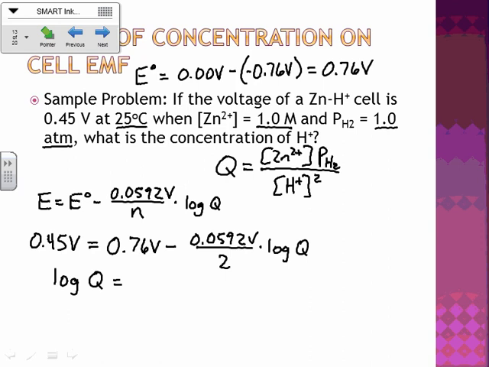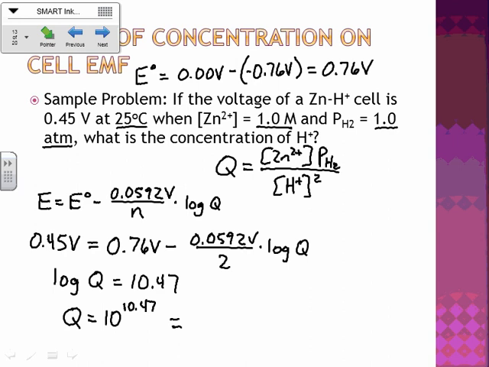Just check myself here to make sure. Yeah, 10.47. Okay. So log of Q equals 10.47. Now, how do we get rid of a log, I should say? We 10 it, right? So Q is equal to 10 to the 10.47. It's going to be a fairly large number here. So then we're going to get, like I said, a very large number.